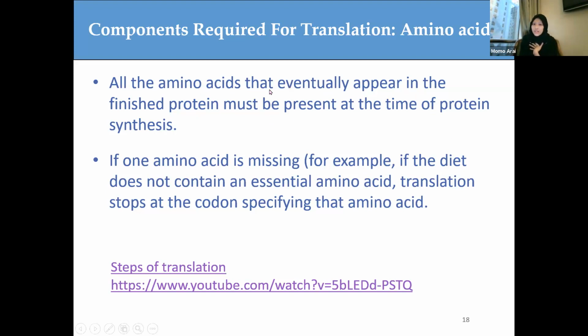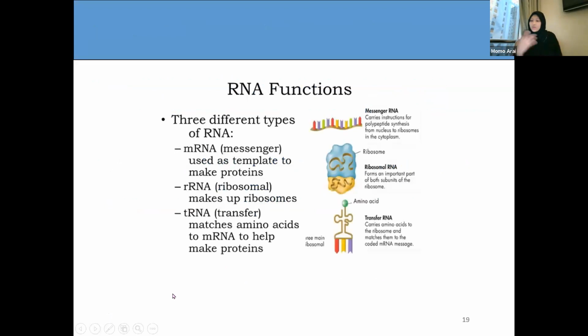Okay, so all amino acids. This slide just says that you need all amino acids in your diet to be able to make all the proteins, because as we know, there are only 20 amino acids we have.